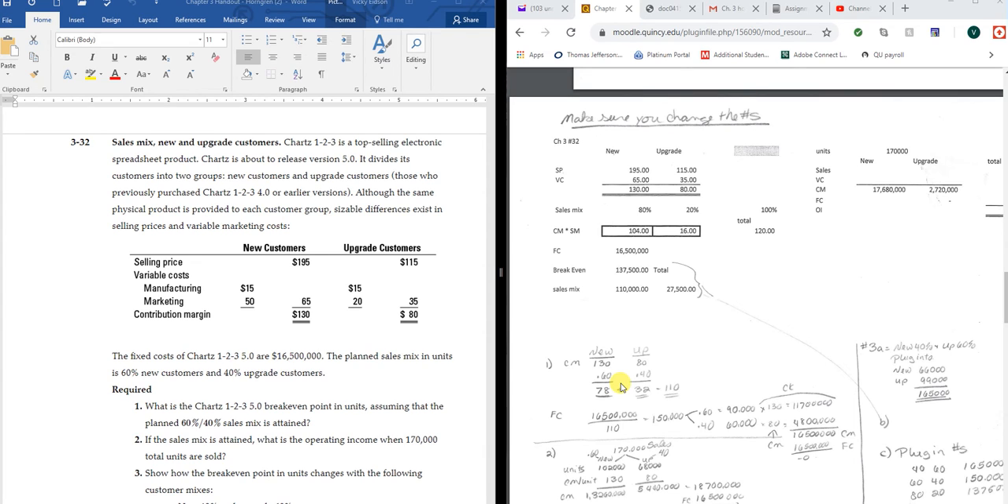Hello, this is Cost Chapter 3, number 32. So this one has a sales mix. And just actually see if you can write out the steps. So just pause this video and see if you can write out the steps.